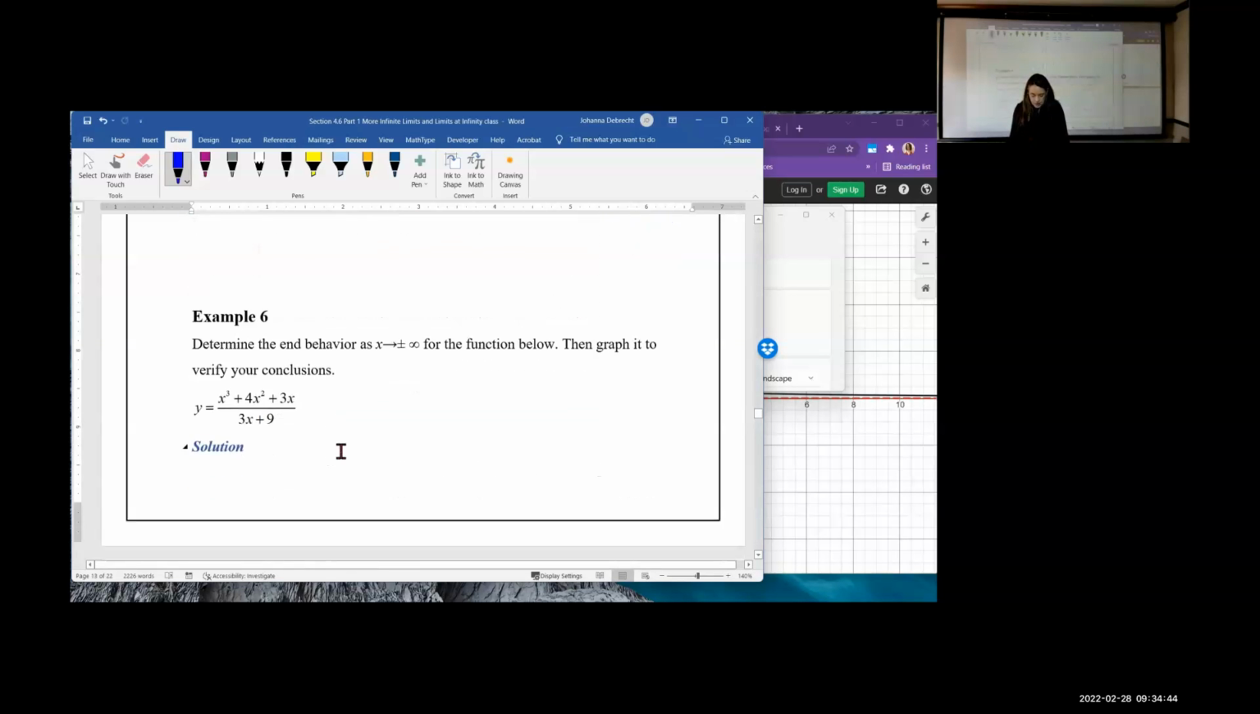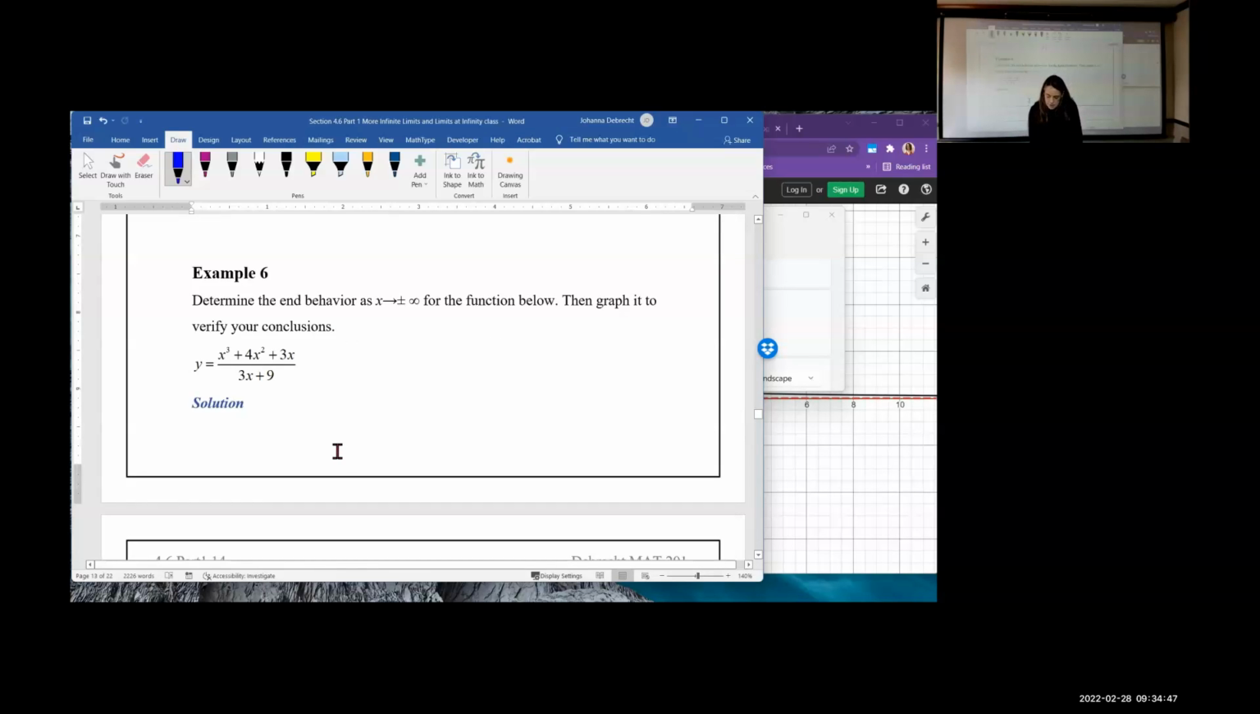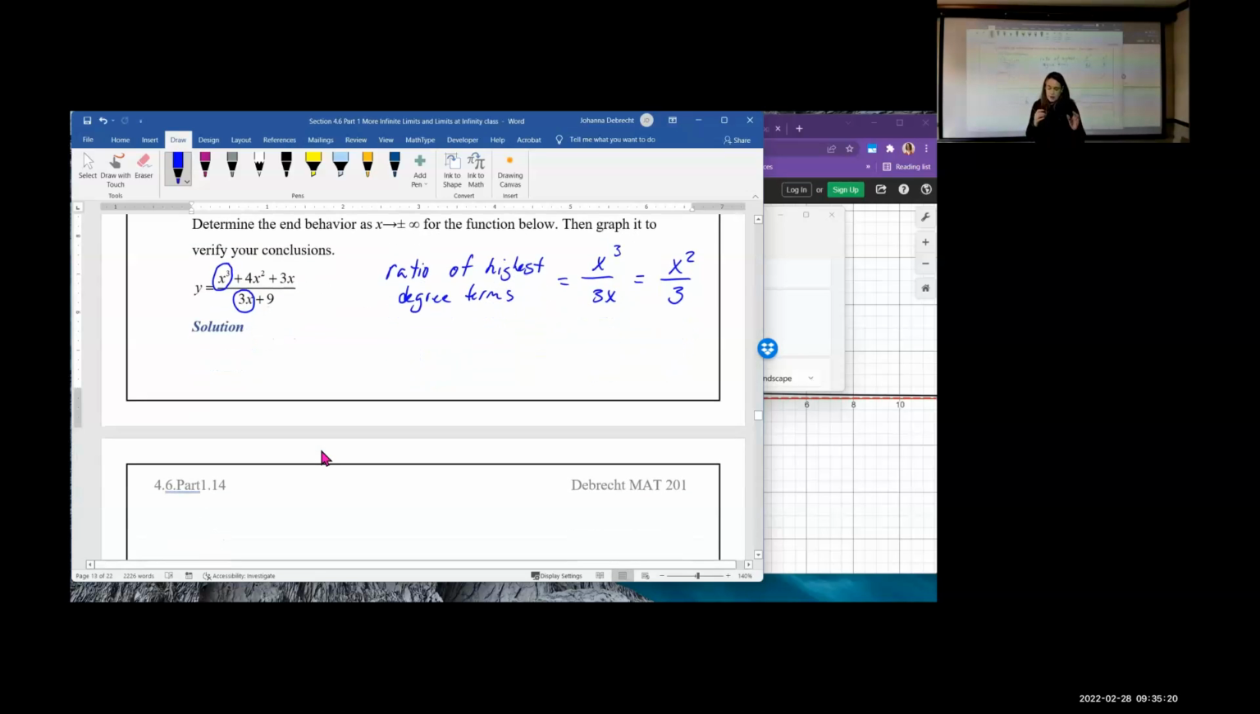All right. What about this one? This one's different. You have x cubed as the highest degree term on top, and 3x is the highest degree term on the bottom. And the ratio of highest degree terms is going to be equal to x cubed over 3x, which becomes x squared over 3. But as x goes to infinity, it's going to follow the shape of that particular graph, x squared over 3.